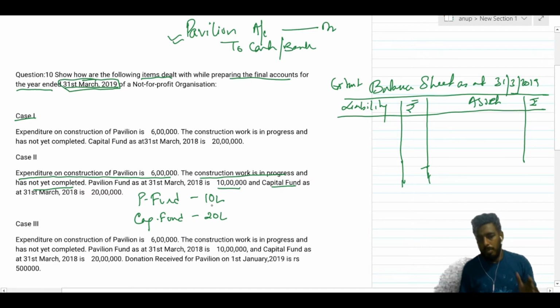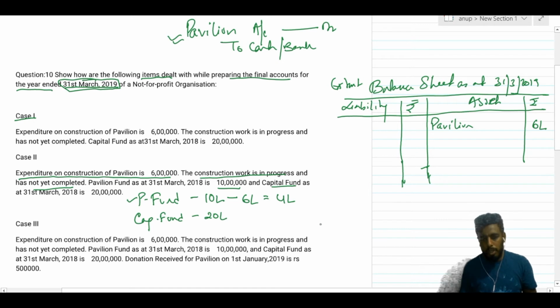There was a pavilion fund of 10 lakh, and during the year they have constructed a pavilion which is under construction. So at the end of the year there is a pavilion which is an asset, of 6 lakh. Agreed? Fine. So at the beginning of the year there was a pavilion fund of 10 lakh, and at the end of the year the pavilion fund would be 4 lakh. Let us understand the pavilion fund adjustment through a journal entry.